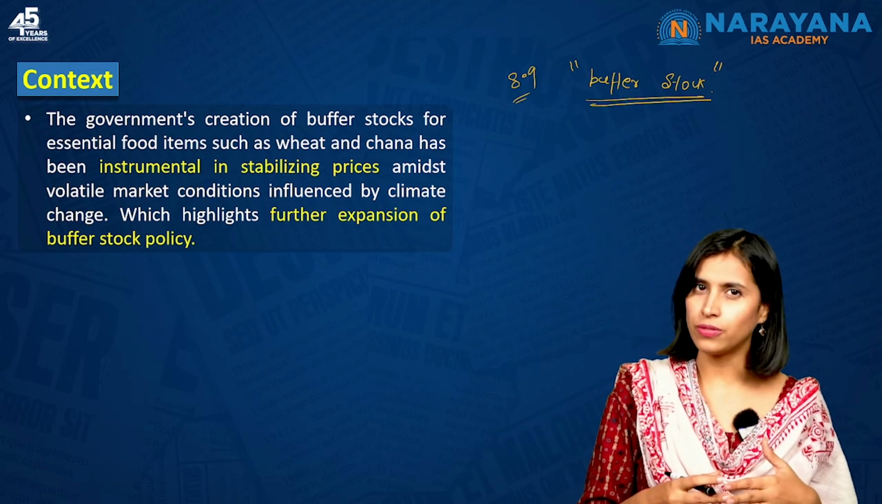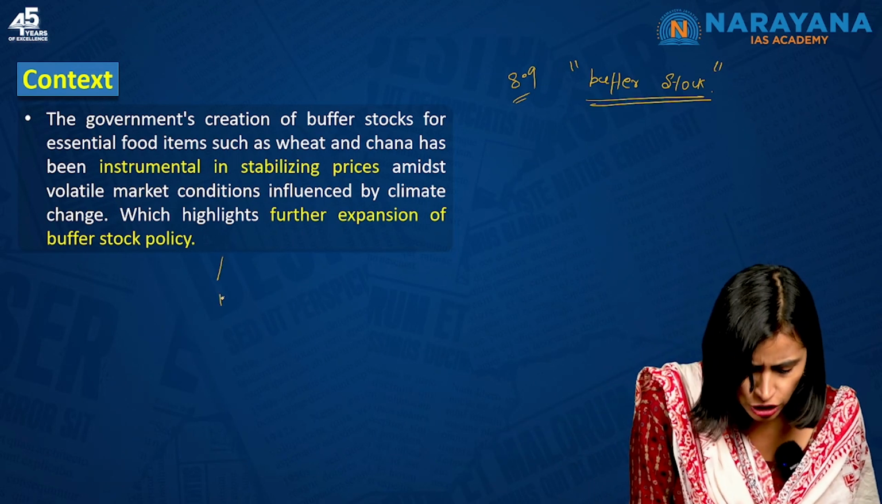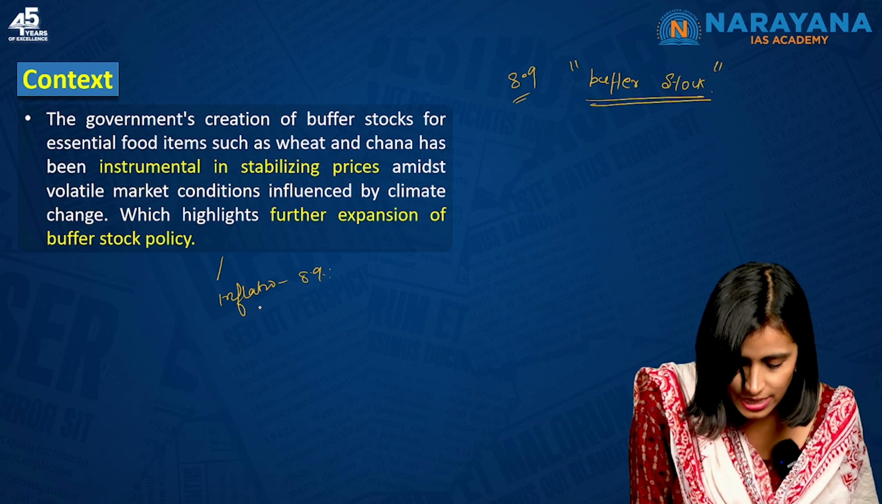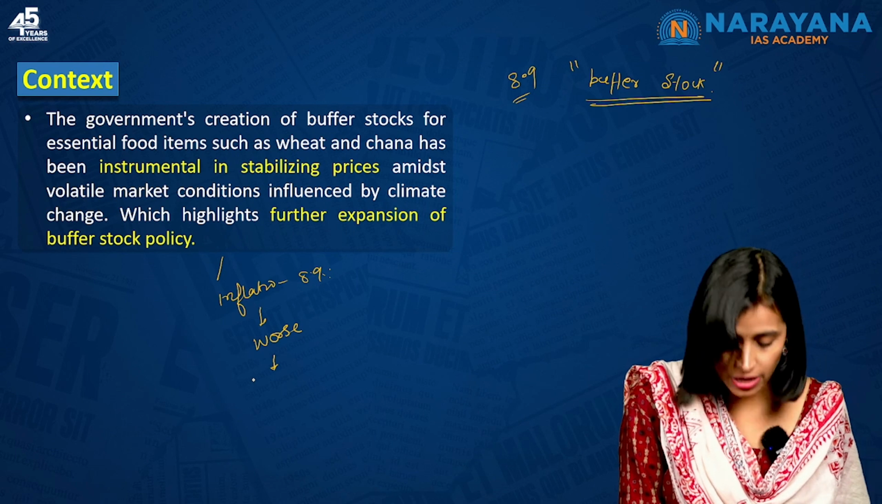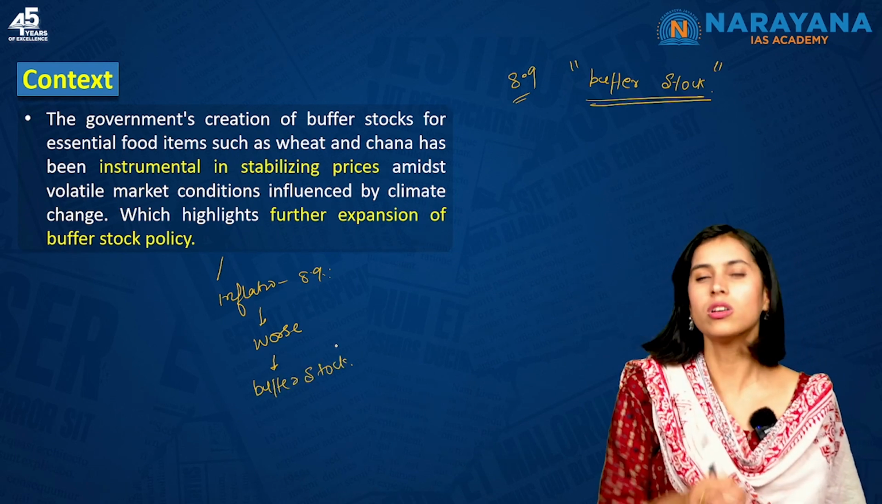In the event of this, the article says that there was a huge inflation trend in India, inflation to the extent of 8.9. But the article says this could have been even worse. However, there was a stabilizing effect of the buffer stock in India. As a result of the buffer stock, the inflation did not cross a certain threshold.